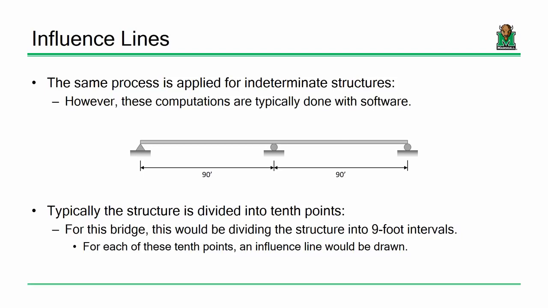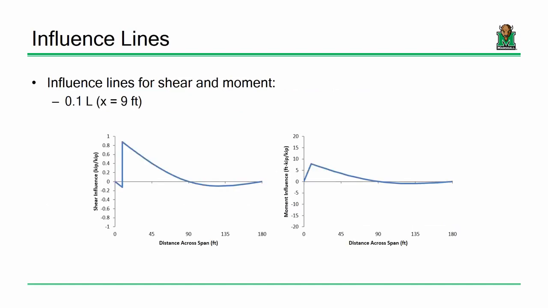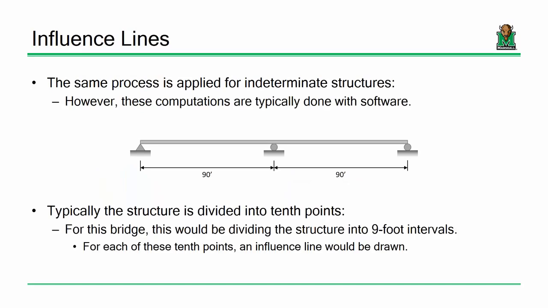So what we do as bridge engineers is it's very common to split a span into 10th points. For instance, if I've got this two 90-foot span, continuous span bridge, like example 1, I'm going to take this bridge and divide it into 10th points. So I'll draw an influence line at x equals 9 feet, x equals 18, x equals 27, x equals 36, and so on and so forth. Then I'll use those to generate my moment and shear envelopes. Make sense?